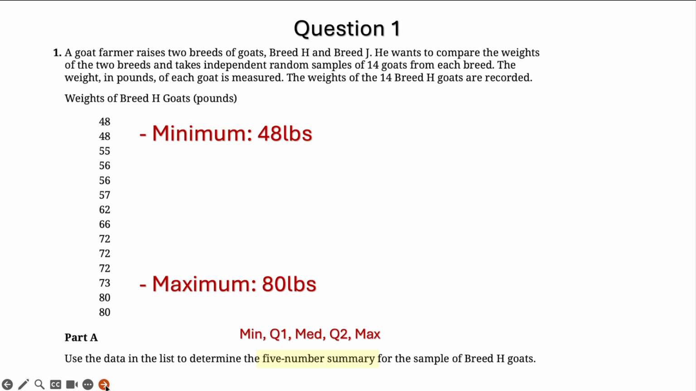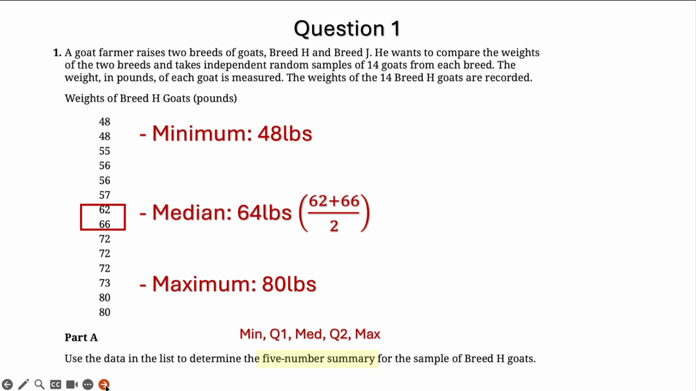Next, we have 14 data values and we need to find the median. The median would be the middle of these 14 data values. 14 is an even number, so the middle would be the 7th and the 8th one. How do you get that? You divide 14 by 2, which is 7, and then plus 1. So the 7th and 8th would be the middle values. When you have two numbers in the middle, you find the average of those two, which is going to be 64 pounds.